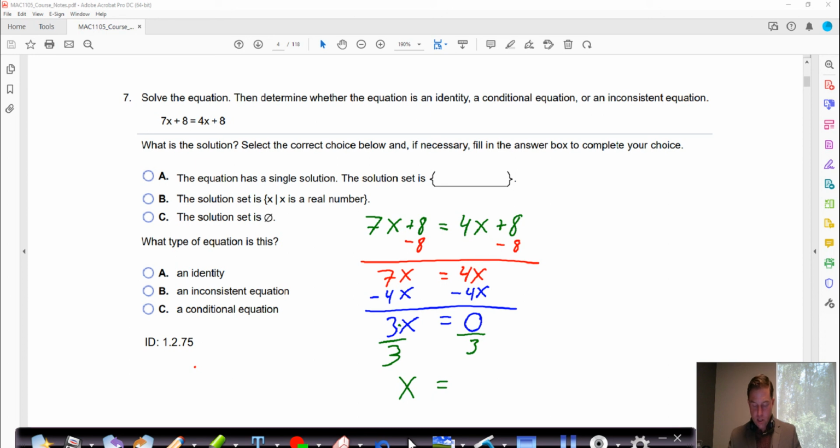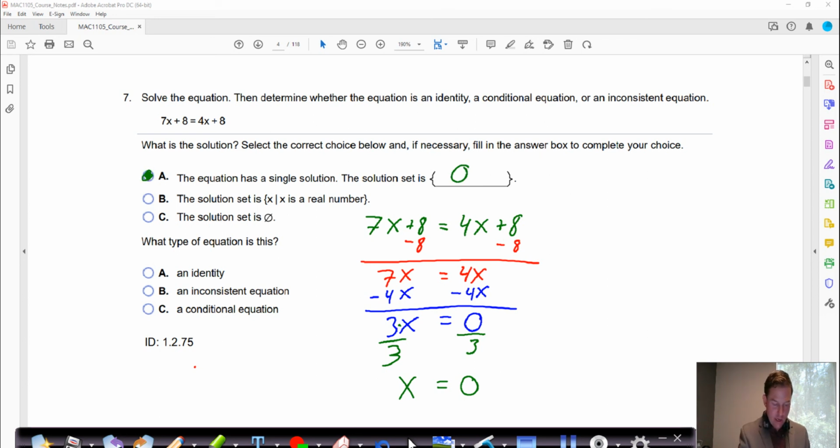Now this is where we have to remember. How many 3's does it take to go into 0? 0 3's. So that is an answer. You can have 0 on top. That's okay. It was when 0 was on the bottom that we had a problem. So in this problem, if x equals 0, that is the solution to the problem.